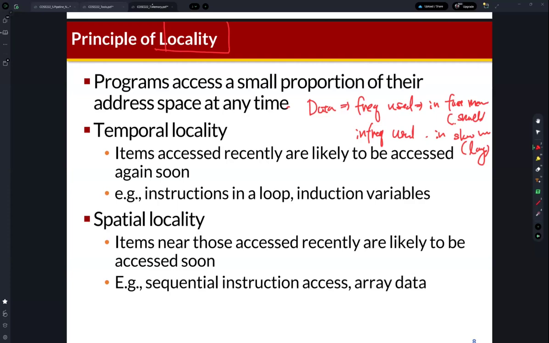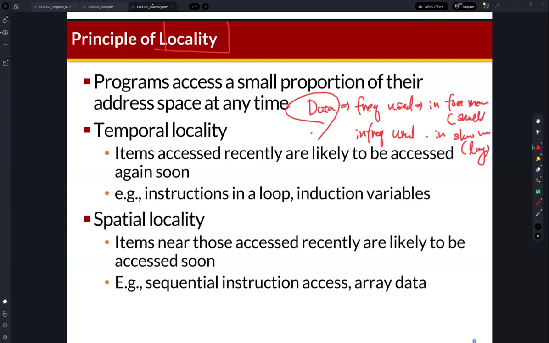If a processor uses a certain data frequently, then we can locate this data in the fast memory, right? Then if the data is used infrequently, we can locate this data in the slow memory. So this is the main idea of the memory hierarchy.